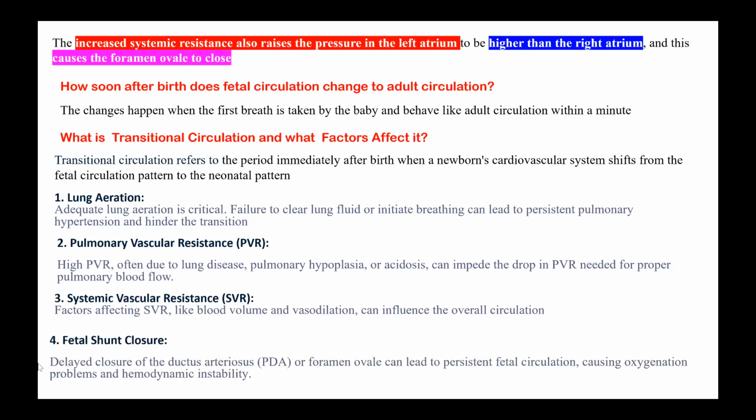And fetal shunt closure: delayed closure of the ductus or foramen ovale can lead to persistent fetal circulation, causing an oxygenation problem. That is, the right side blood will come and mix with the left side, causing hypoxemia that may result in hemodynamic instability also.